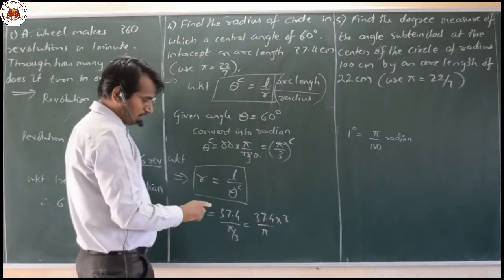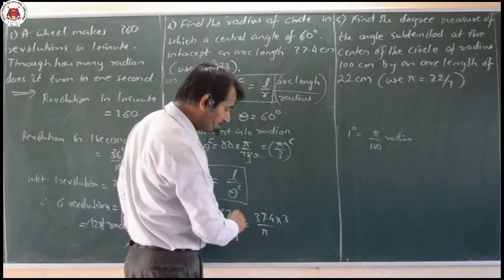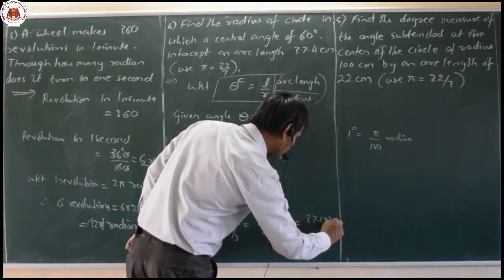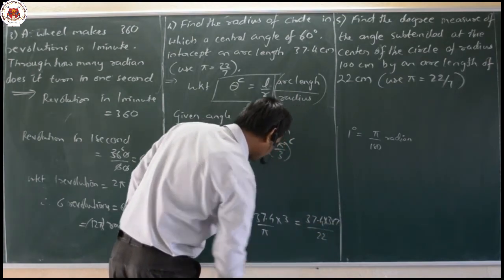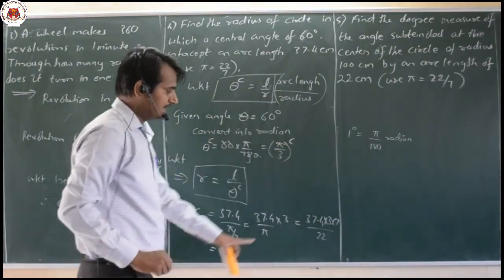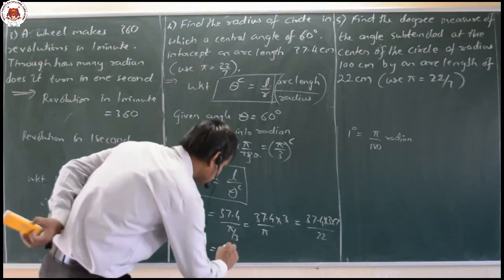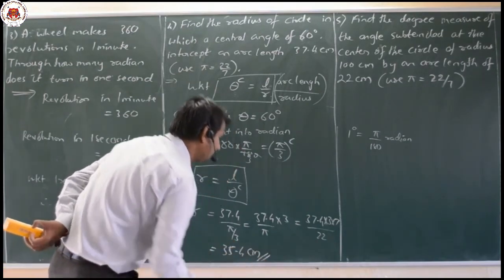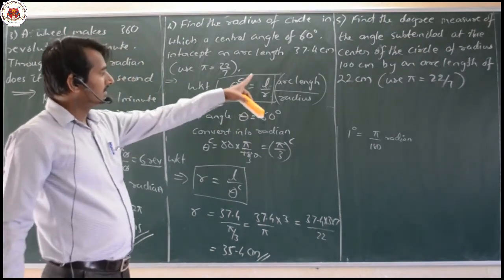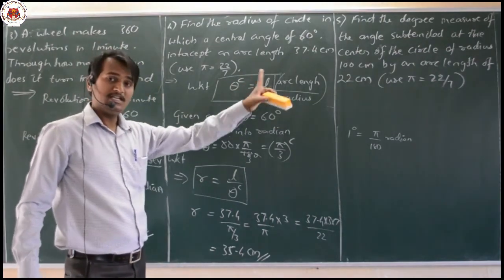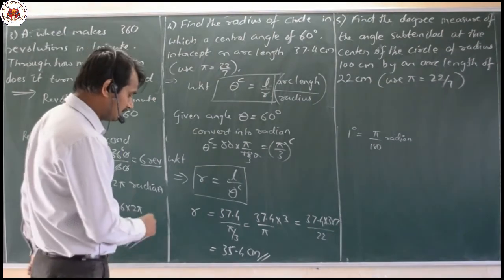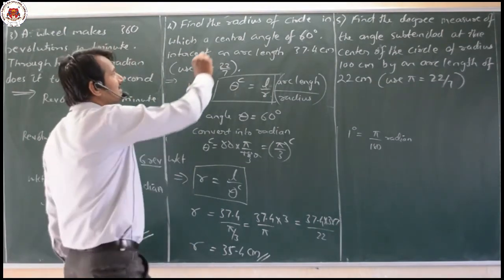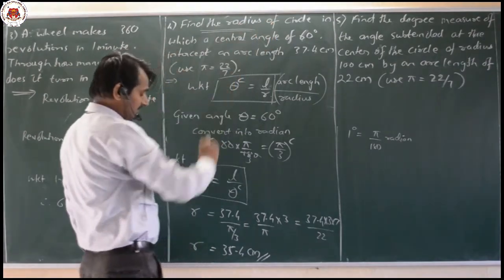Now pi is 22 by 7, so that is 37.4 into 3 into 7 divided by 22. After calculating, you will get the value as 35.4 centimeter. The unit is centimeter because both arc length and radius are of the same unit. So 35.4 centimeter is your radius. Find the radius of the circle here.